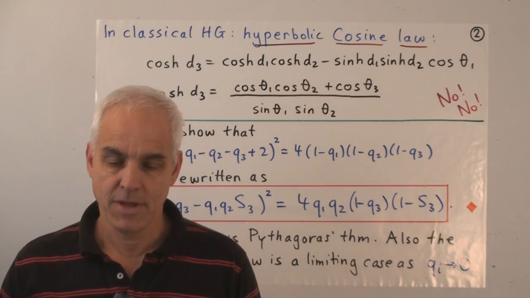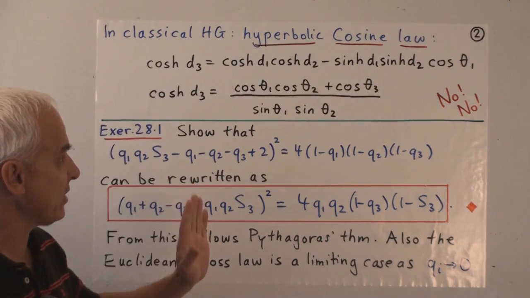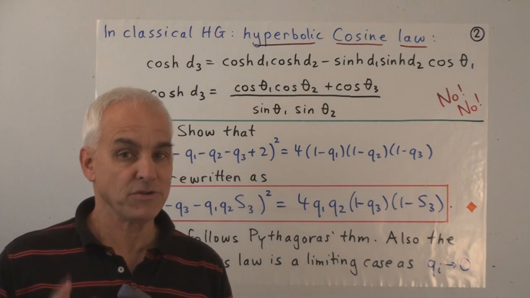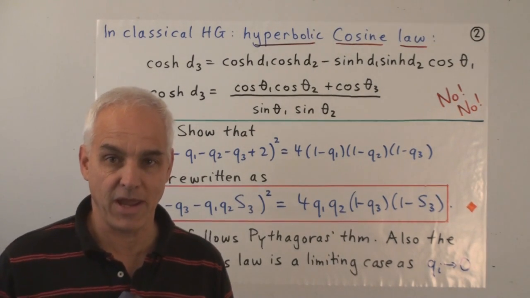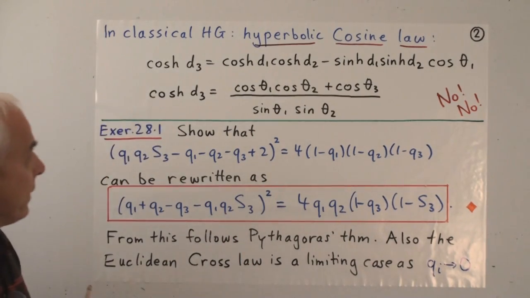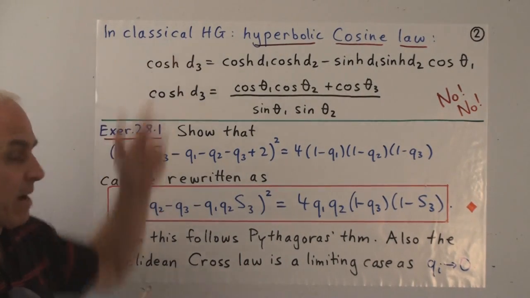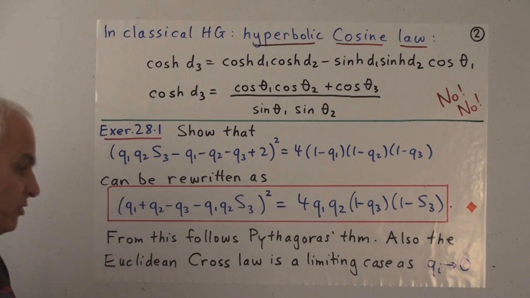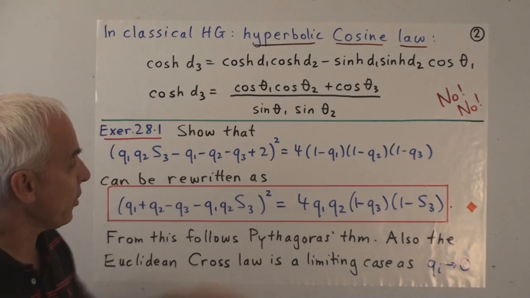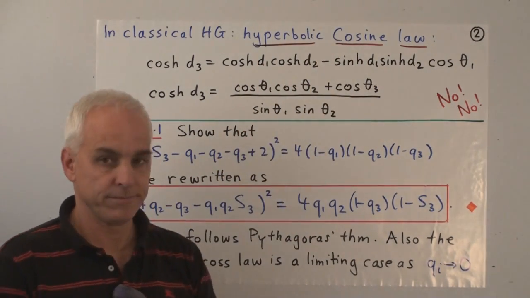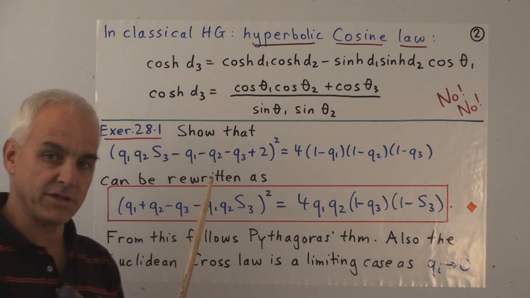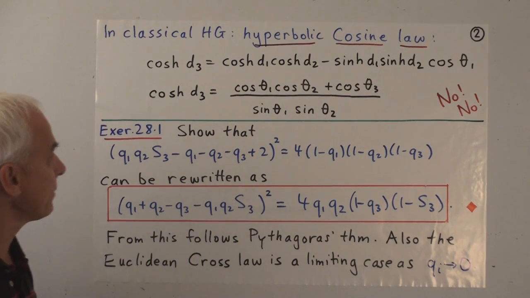Now, you don't have to understand these laws. I just want you to have a very brief look at them. And actually, I want you to forget them almost as soon as we move on. Okay? I do not want you to remember these formulas. But in classical hyperbolic geometry, which is the geometry that you find in all of the textbooks on hyperbolic geometry, there is a hyperbolic cosine law. In fact, there are two of them, just like we have a cross law and a cross-dual law.